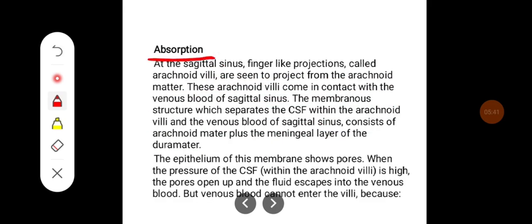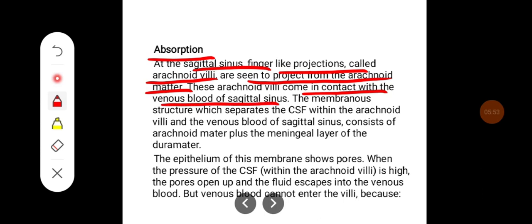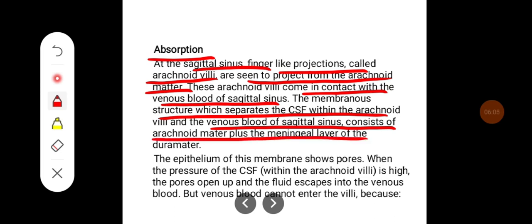Its absorption. At the sagittal sinus, finger-like projections called arachnoid villi are seen to project from the arachnoid matter. These arachnoid villi come in contact with the venous blood of the sagittal sinus. The membranous structures which separate the CSF within the arachnoid villi and the venous blood of the sagittal sinus consist of arachnoid matter plus the meningeal layer of the dura mater. The epithelium of this membrane shows pores.